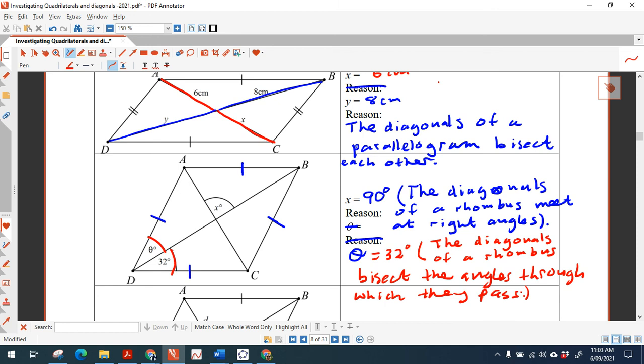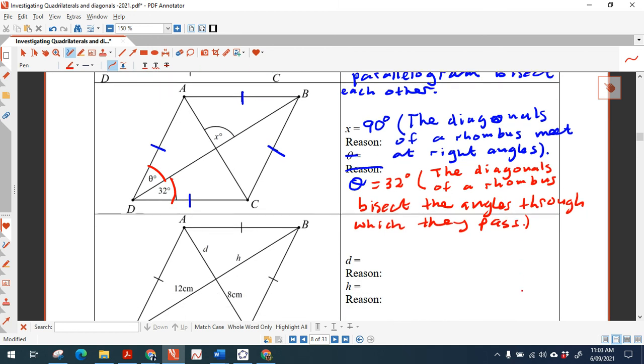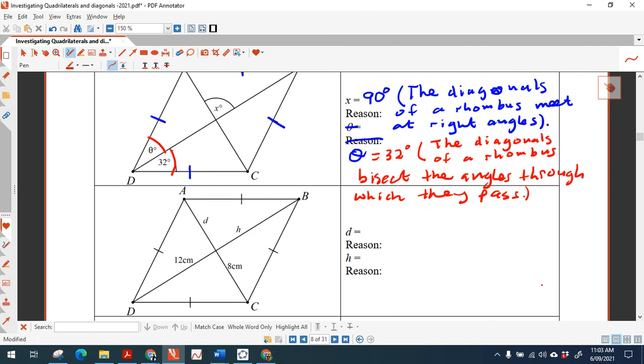Okay. All right. So now what I'm going to get you to do for the rest of the questions is to complete the questions with the reasons and also the values for the pronumerals.